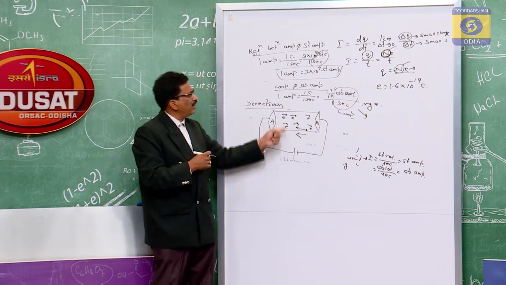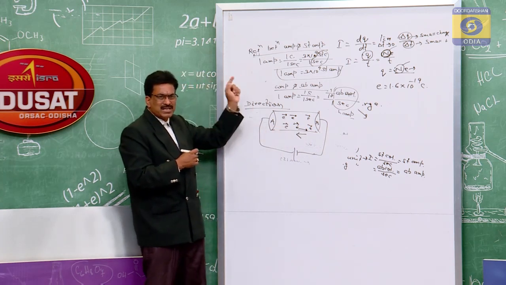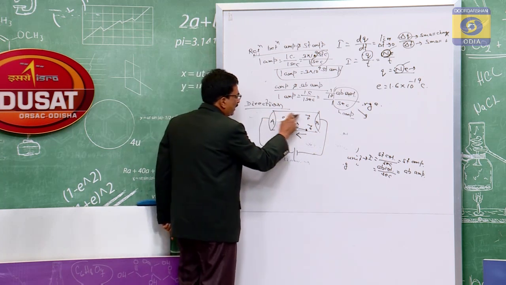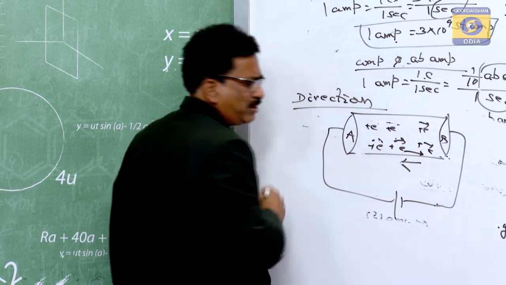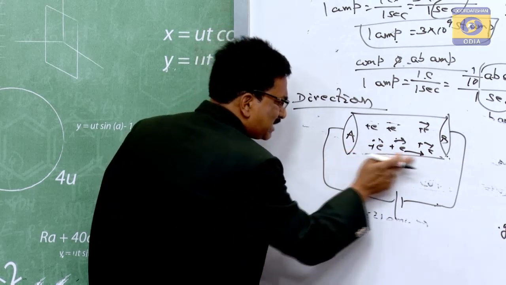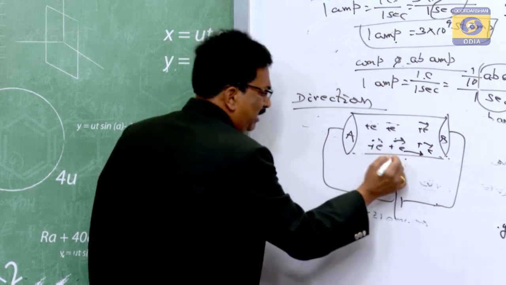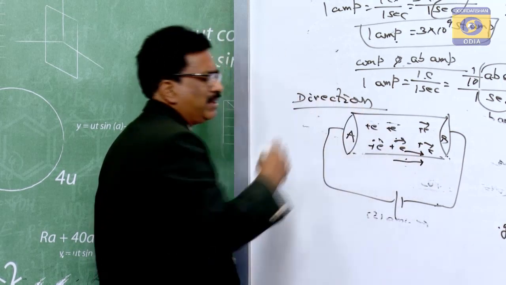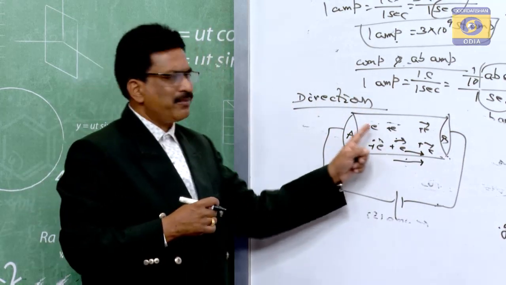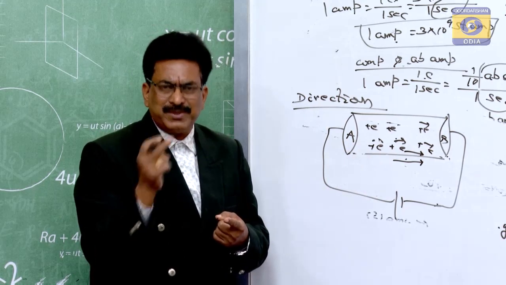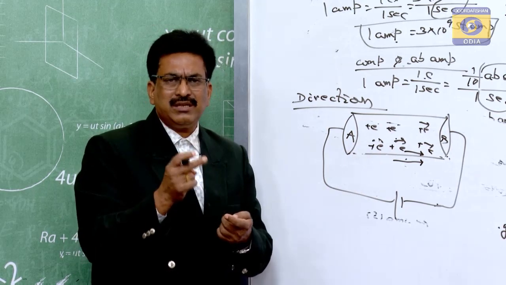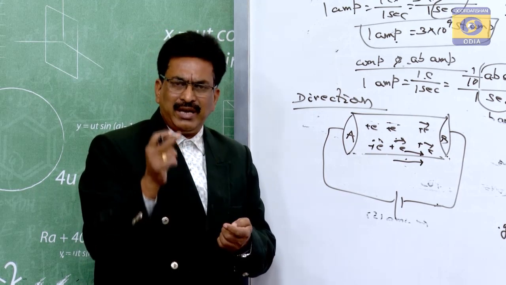Instead of taking the electron, as I have said, if we take charged particles that are positive charges, and the positive charges are flowing in this direction, then the current also flows in that direction. So you have to remember that the current flows either in the direction of the positive charge, or in the opposite direction of the negative charge.